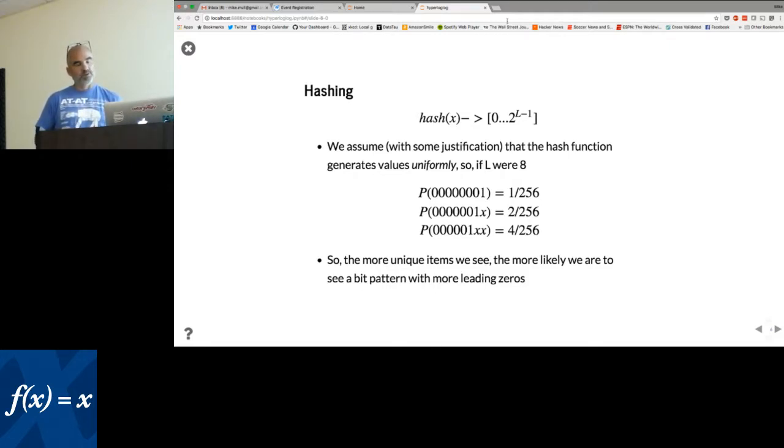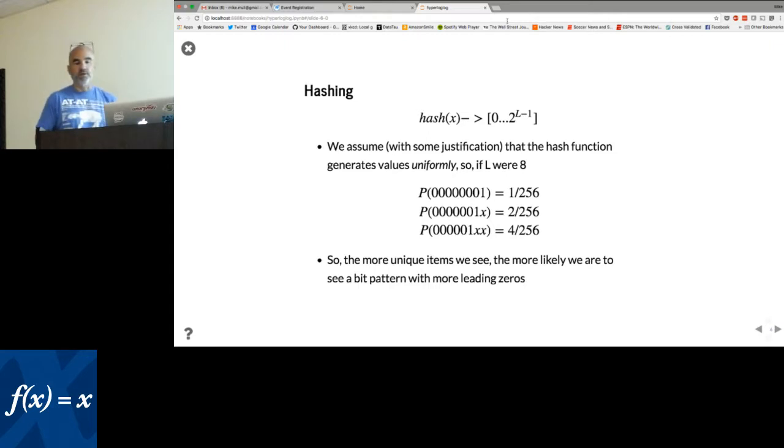So then we're going to assume, and this seems like a fair assumption if you've studied hash functions, that the values generated by this hash function are uniformly distributed. It's not literally true, but there's been a lot of study on hash functions that show that's a fair assumption to make. So if that's true, then every one of the 2^L possible elements occurs with equal frequency.